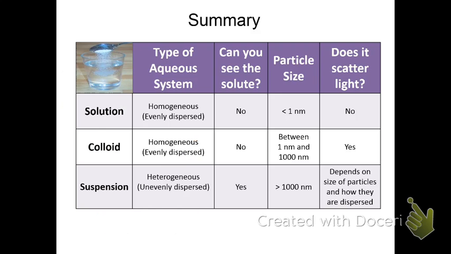So lo and behold, this is our last slide, a summary slide. What I've done is just shown you the three different types of aqueous systems: a solution, a colloid, and a suspension. In the next column, type of aqueous system, you can see we have homogeneous for a solution. A colloid is homogeneous, evenly dispersed. So again, the word homogeneous means evenly dispersed. And a suspension would be unevenly dispersed.